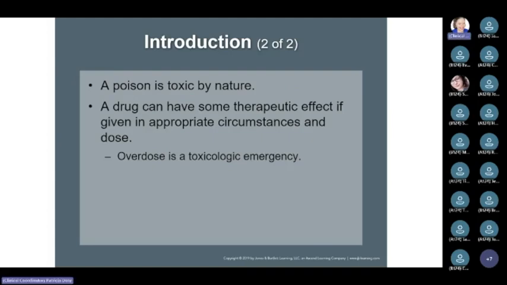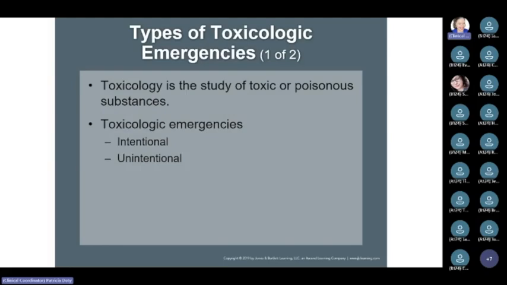The definition of a poison is something toxic by nature, and it doesn't really matter what the quantity is. When it's toxic, at minimum, it's going to make you sick, and at worst, it's going to kill you. A drug can have some therapeutic effect if given in the appropriate circumstances and dosages. Now, any overdose is a toxicologic emergency. And that's what we're really going to talk about tonight, okay? So we're going to go into this a little bit further.